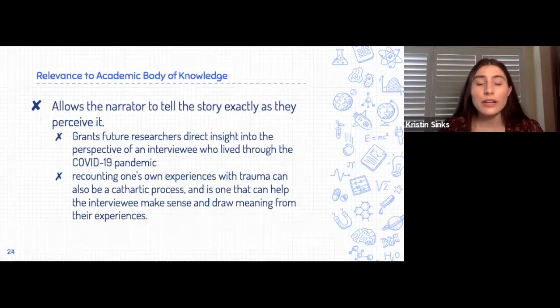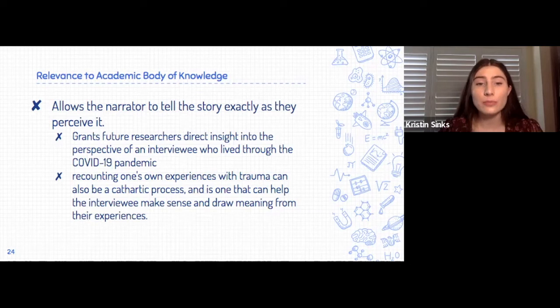Third, oral history allows the narrator to tell the story exactly as they perceive it. So this means it grants future researchers direct insight into the perspective of an interviewee who lived during the COVID-19 pandemic, essentially creating a first-person resource for them in any future investigations.